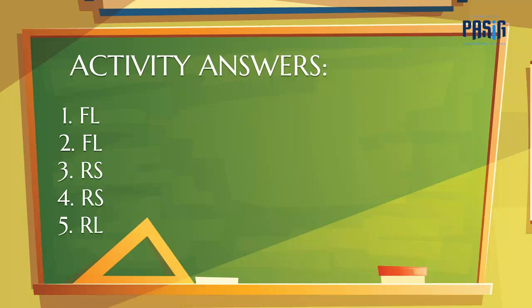Number 3. If your answer to number 3 is FL, you are correct, because the poem has figurative language, which is metaphor. But if your answer is RS, you are also correct. The poem has an ABCCD rhyme scheme. Number 4. If your answer is FL, you are correct, because the poem has figurative language, which is personification. But if your answer is RS, you are also correct. It has an AABB rhyme scheme.